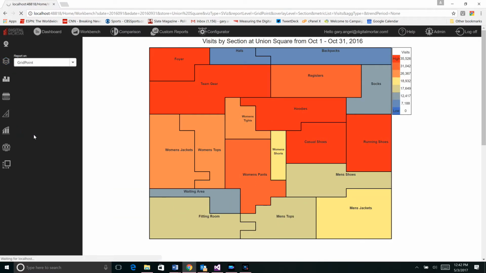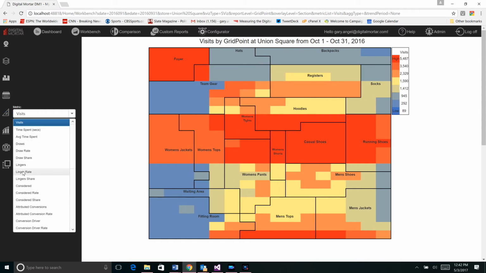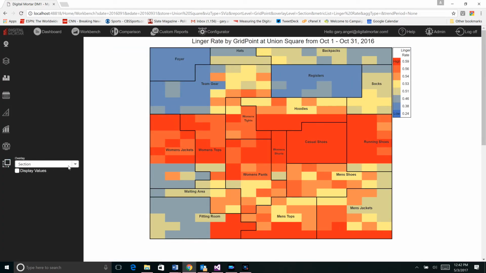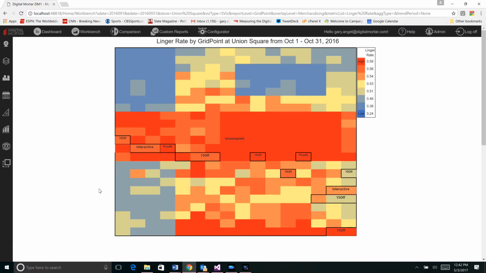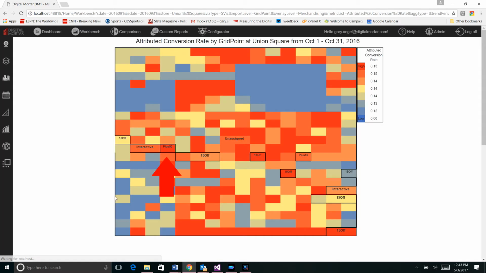I'll start by drilling down to a finer grain level of detail on a metric around engagement, linger rate. Next, I'll overlay where I had my merchandising drives in the month I'm interested in. With linger rate as my metric, I can see that my plus 50 is doing better than my interactive or 15% off in getting engagement. If I look at conversions, the story is even stronger. Plus 50 is working the best, then the interactive display, and then the 15%.